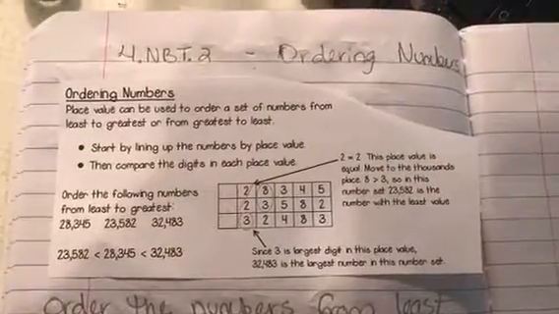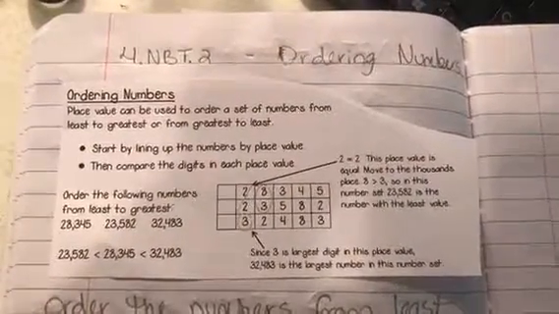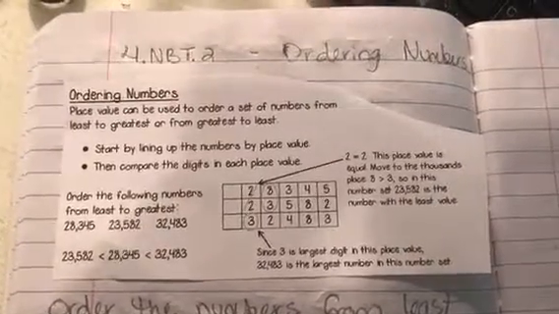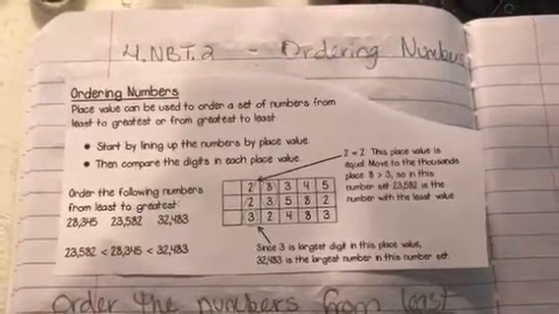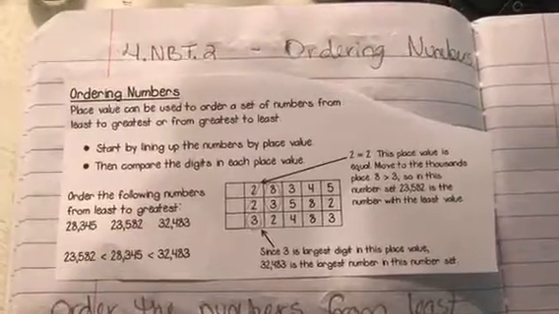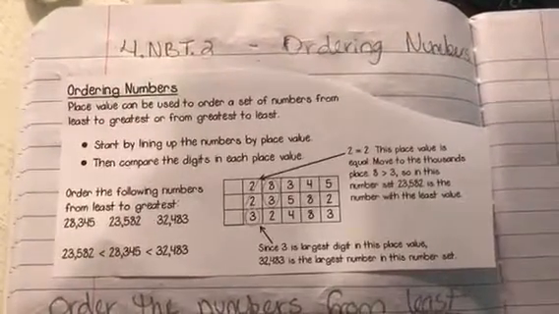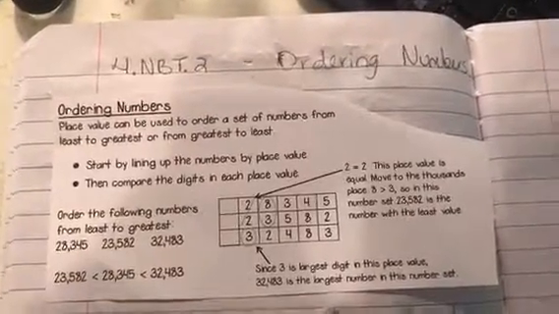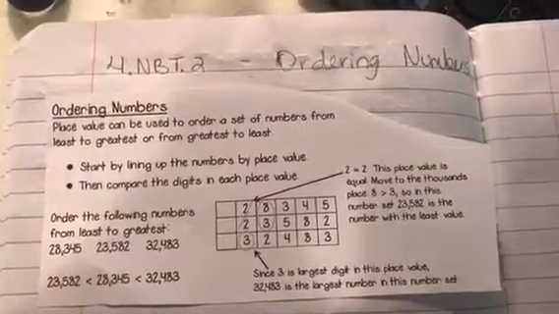The next part of 4.NBT.2 is ordering numbers, which just means putting them in order. You're either going to need to put them in order from the greatest to the least, or the least to the greatest. You just have to read the directions really carefully to make sure you're doing that the right way. That's how kids get these wrong, by simply putting them in the wrong order.